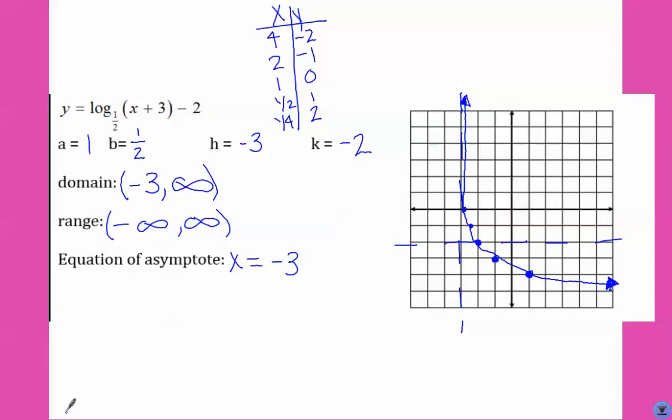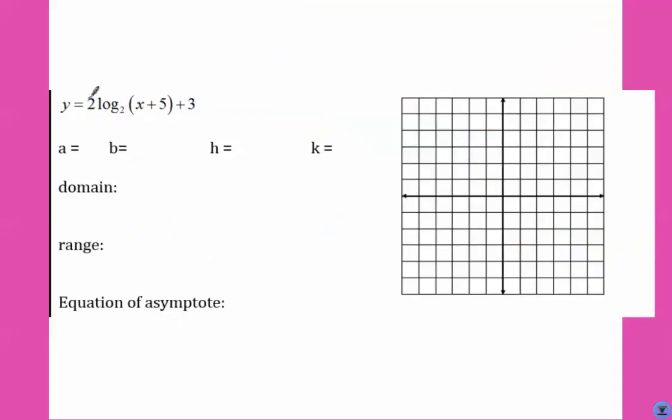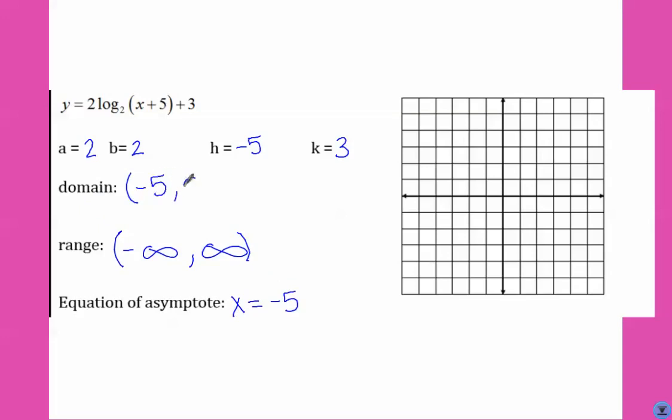Now let's look at one where our a value isn't just 1. Here we have an a value of 2, a base of 2, an h of negative 5, and a k of 3. We know our range is always going to be negative infinity to infinity. h is negative 5, so our asymptote is at x equals negative 5, and our domain is negative 5 to infinity.